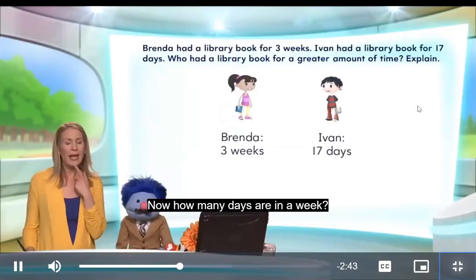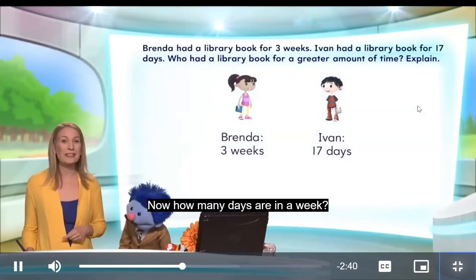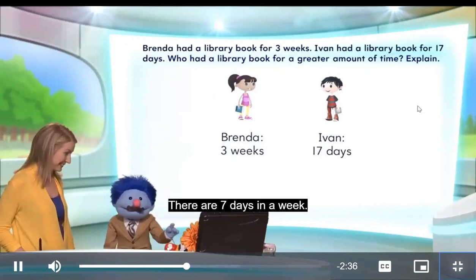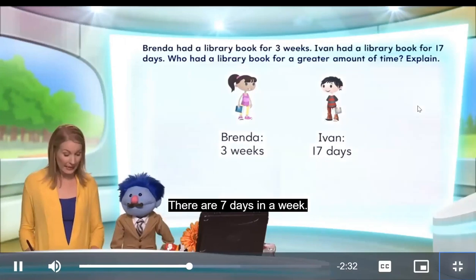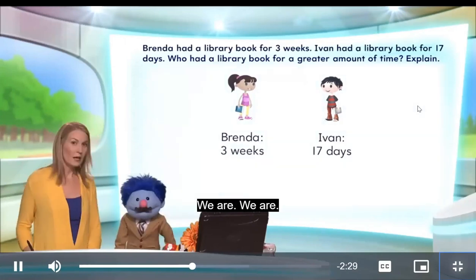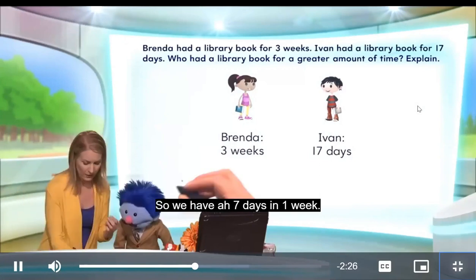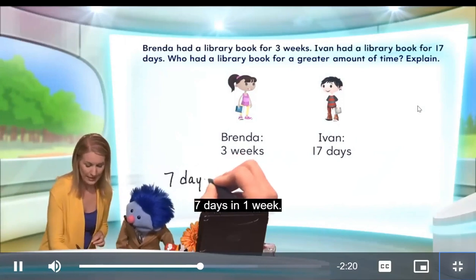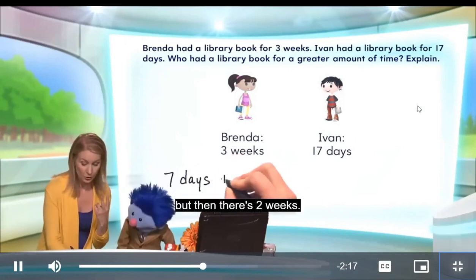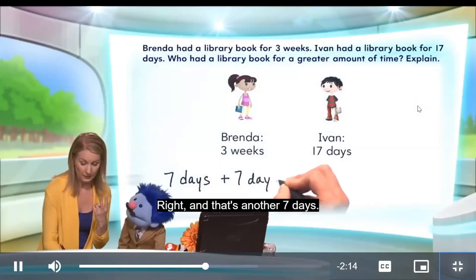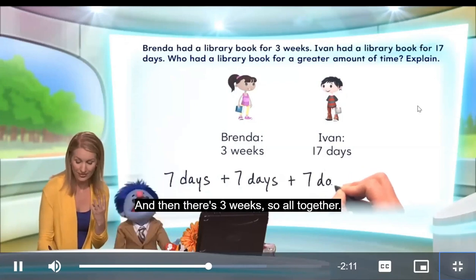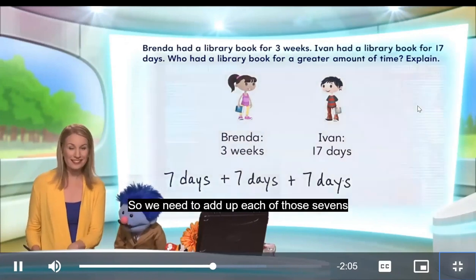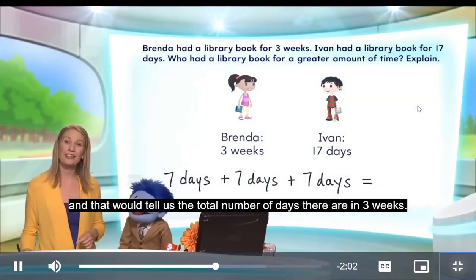Sounds good to me. Now, how many days are in a week? Do you know? Yes, I do. There are 7 days in a week. Now, we're talking about 3 weeks, aren't we? We are. So, we have 7 days in 1 week. But then there's 2 weeks, and that's another 7 days. And then there's 3 weeks. Another 7 days, right? So, we need to add up each of those 7s, and that will tell us the total number of days there are in 3 weeks.